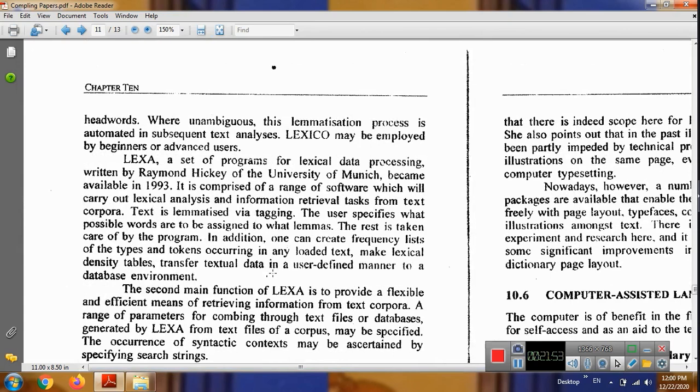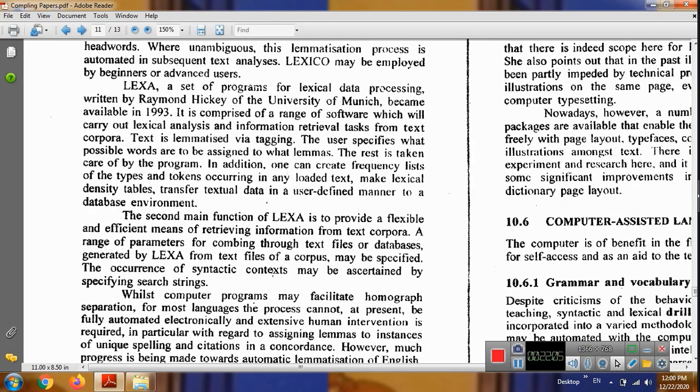Where ambiguous, this lemmatization process is automated in subsequent text analysis. Lexical may be employed by beginner and advanced users.